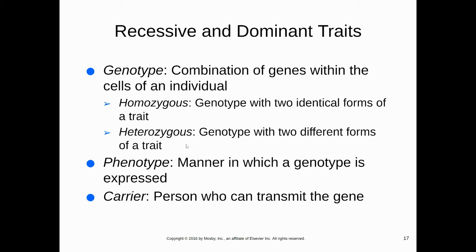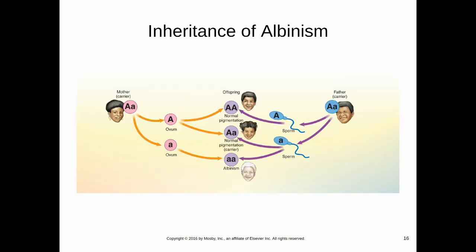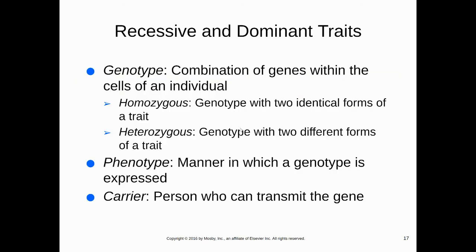And then heterozygous, that's a genotype with two different forms of a trait. So that means the carrier here, the uppercase A and lowercase a, that is heterozygous. And remember, again, homo means the same, hetero means different. Okay, phenotype, that's just going to be how it's expressed. So essentially what your proteins are going to express, so whether or not you have normal pigmentation or albinism.